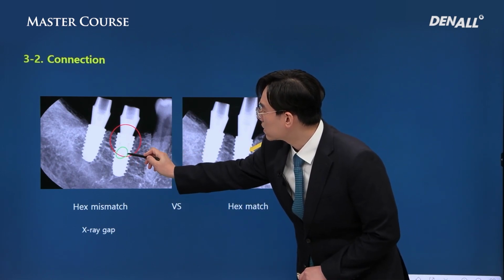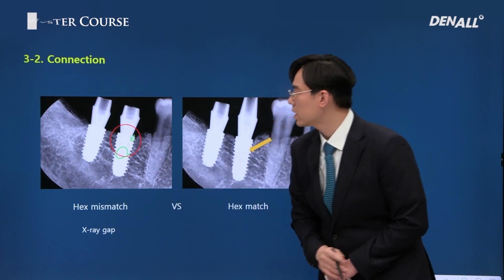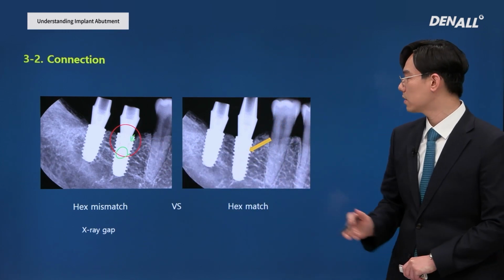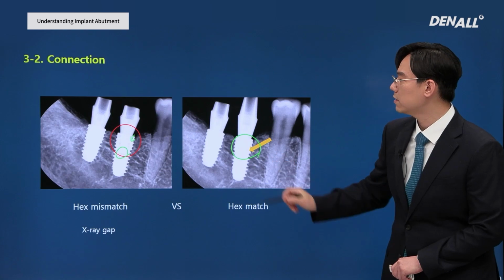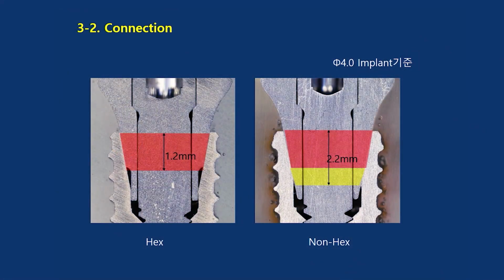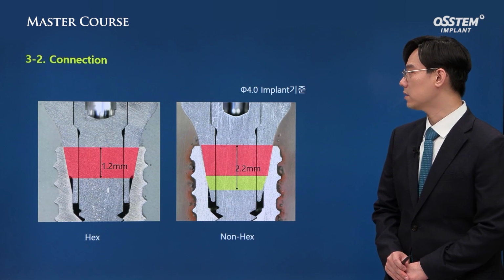In the case of hex abutment, you can see that there is an X-ray gap here, and this has been repositioned and now it's correctly connected. If you look at the cross-section of hex and non-hex, you can see that the contact surface is longer for non-hex.